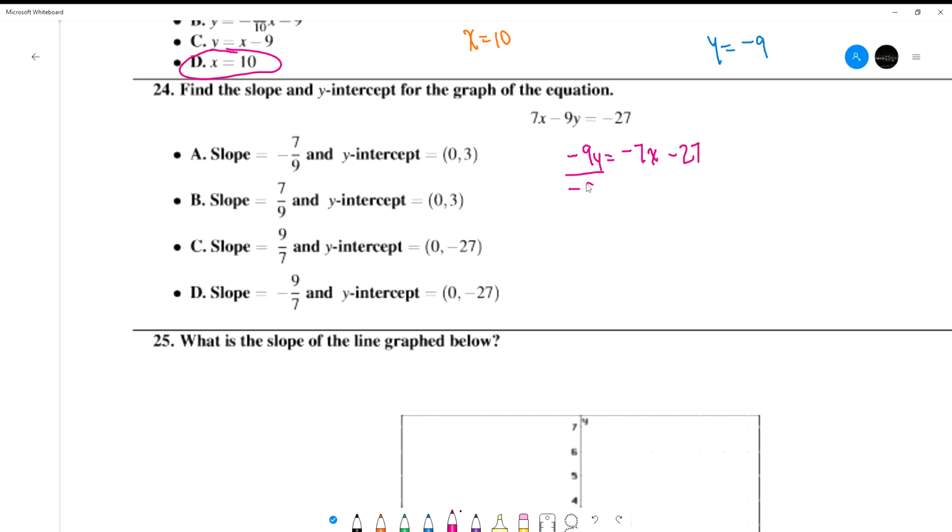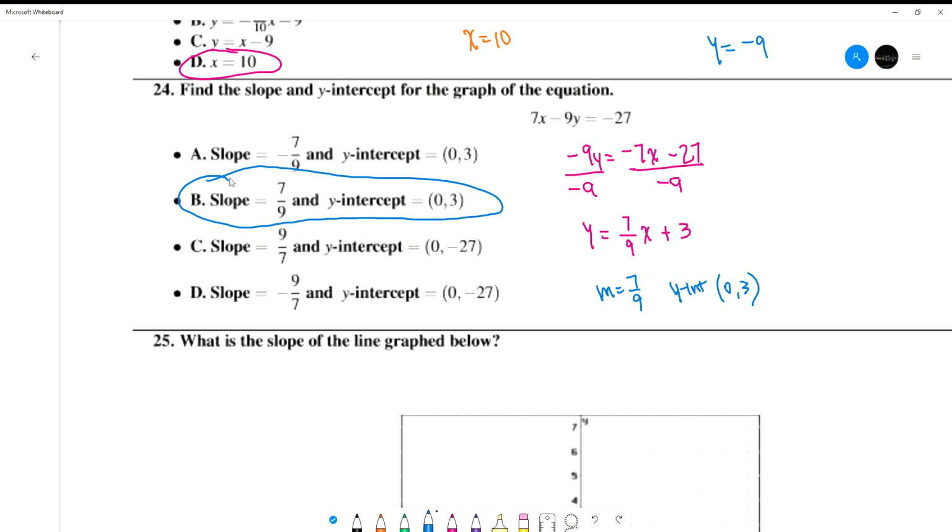Then we divide both sides by negative 9. So we have y is equal to negative 7 over negative 9 is positive 7 over 9x. And then negative 27 over negative 9 is positive 3. So as you can see here, the slope is the 7/9, and the b, the y-intercept, is 3, so it's 0, b, which is 0, 3. So that is answer choice B. Any questions there?